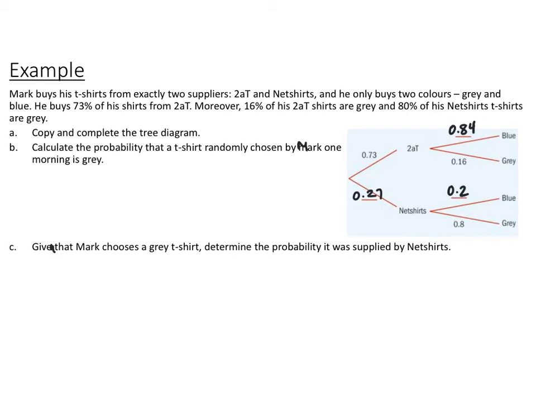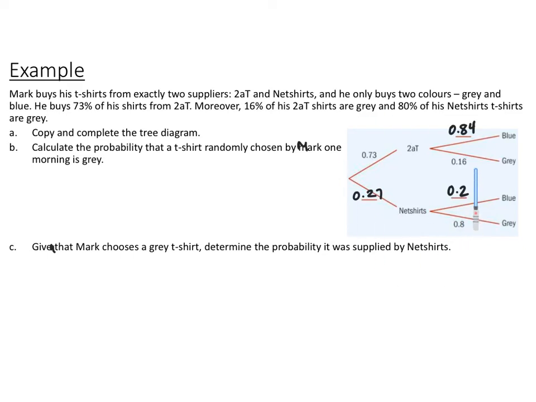So remembering that any one branch of the tree diagram has to add up to 1, we know that if 73% of his shirts come from 2AT, then 27% have to come from Net Shirts. Of his 2AT shirts, if 16% are gray, then 84% must be blue, and of his Net Shirts, if 80% are gray, then 20% must be blue.